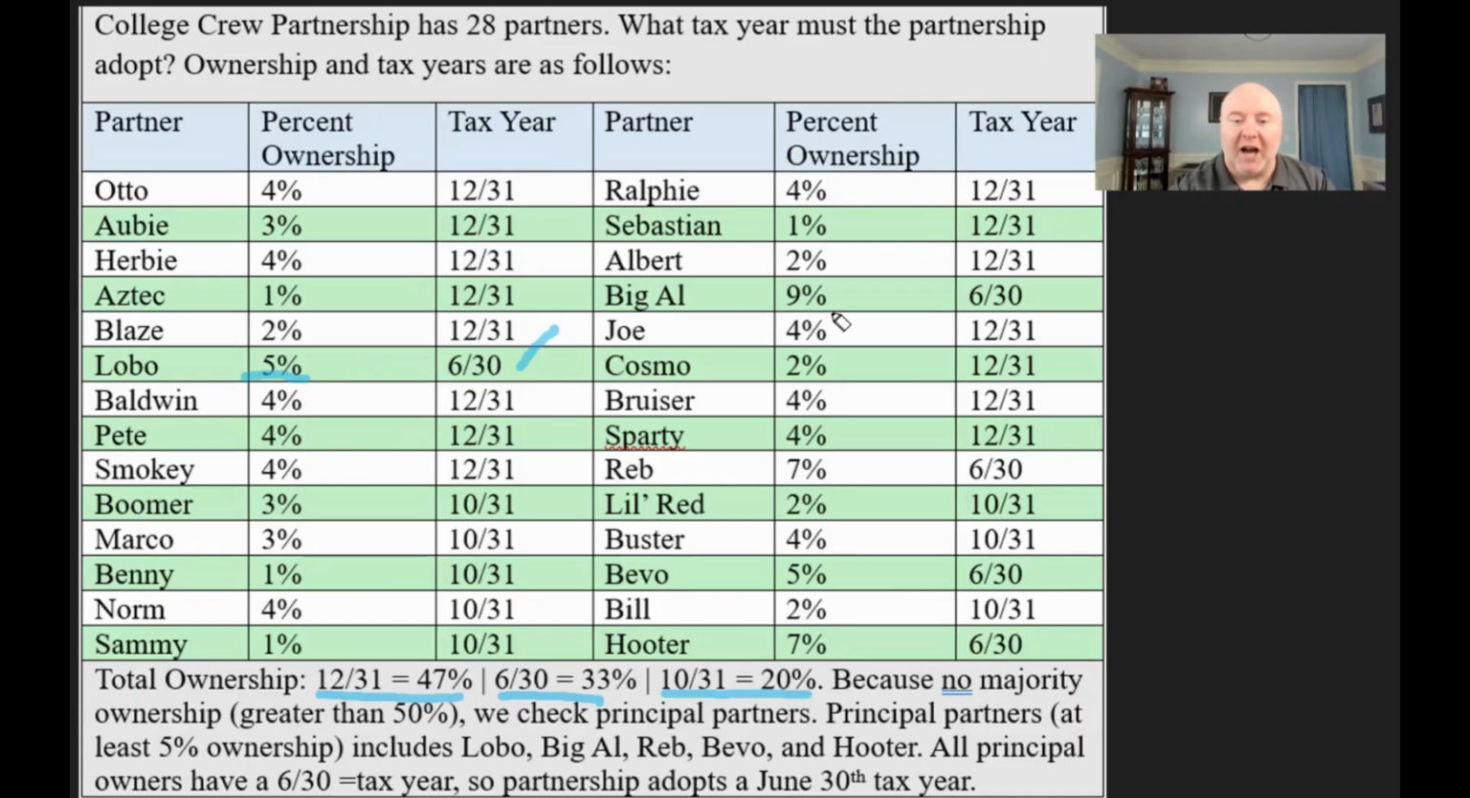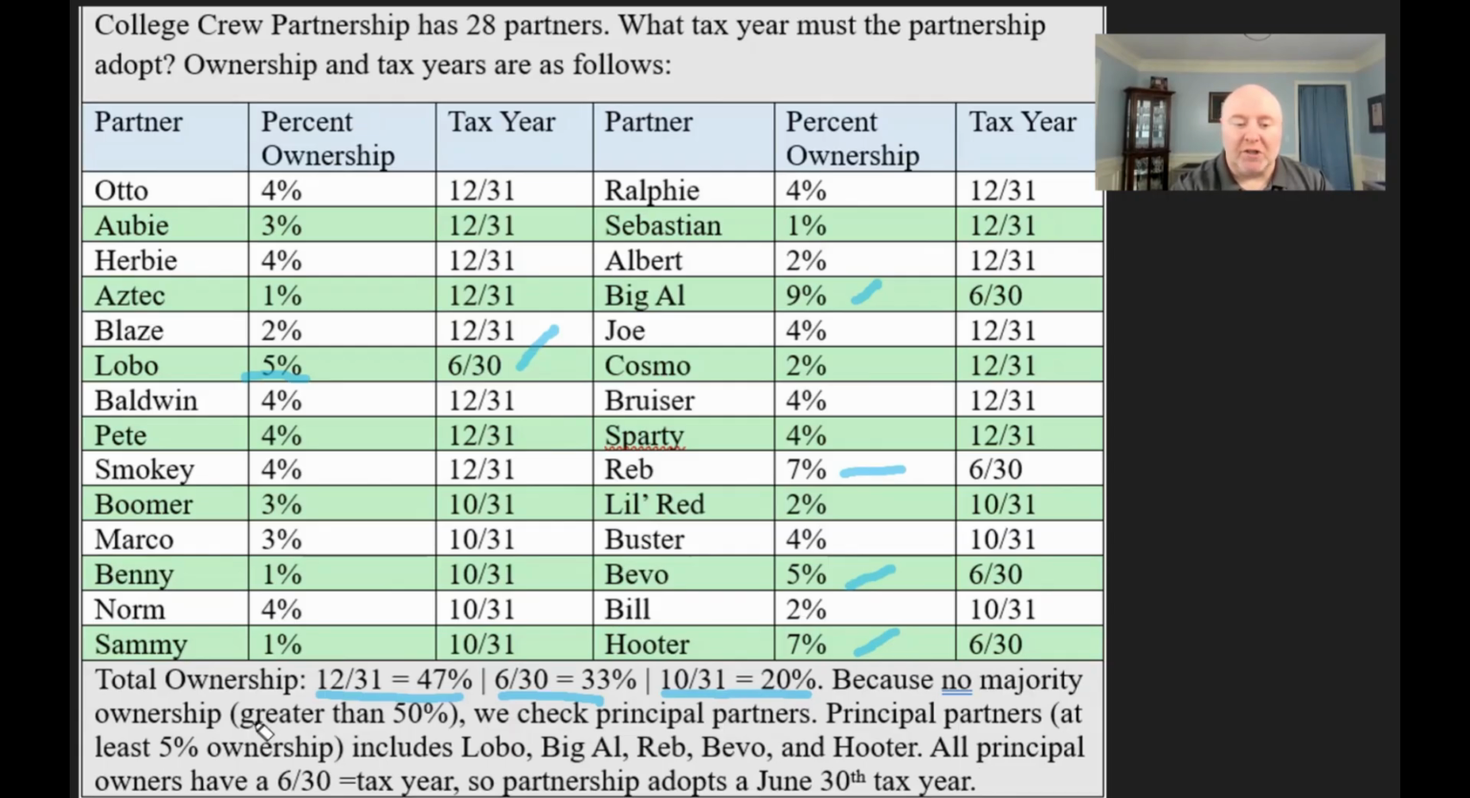Let's see. Big Al 9% June 30th. Okay, so far so good. Joe, nope. Cosmo, nope. Bruiser, Sparty. Reb here, 7%. All right, June 30th. So far we're good. Let's see if we have any others. Bevo, June 30th. We work here. It all comes down to Hooter, 7%, June 30th. Boom. Second rule applies. The principal partner rule applies here, right?